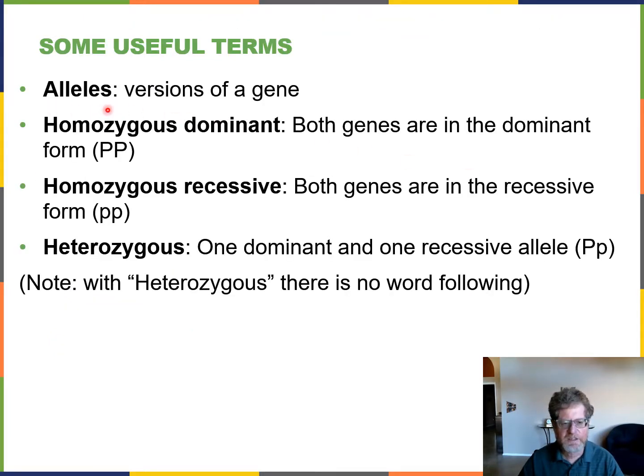Okay, alleles are different versions of a gene. So the flower color characteristic has 2 alleles, a purple allele and a white allele. Homozygous dominant says they're both in the dominant form, big P, big P. Homozygous recessive says they're both the recessive form, little p, little p. And with heterozygous, you never follow it with a word.